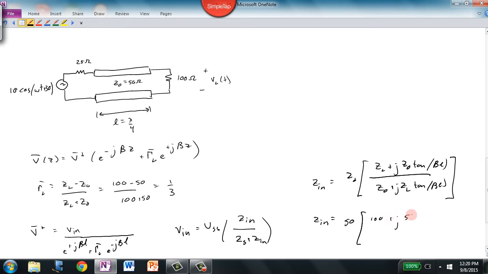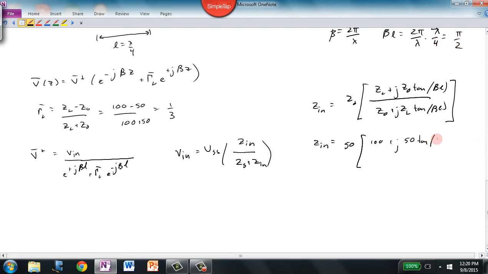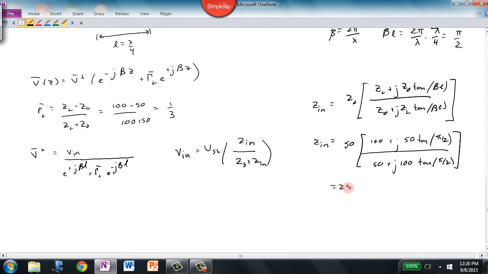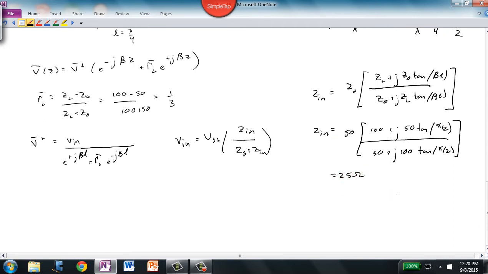plus j50 tan. Let's look at beta L real fast. Remember that beta is equal to 2 pi over lambda. Therefore, beta times L, where L is equal to lambda over 4, is 2 pi over lambda times lambda over 4; the lambdas cancel, and 2 pi over 4 is just pi over 2. So we plug in a pi over 2 here. Now we get 50 plus j100 tan of pi over 2. Plug that into your calculators and you get the result that the input impedance is 25 ohms.